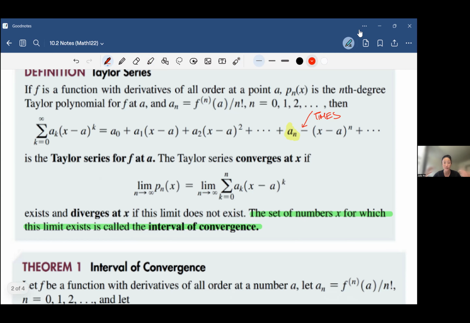Okay. Now, I've said a lot of words, so I kind of want to show you what we're looking for when we're thinking about the Taylor series convergence. All right, where did that go?